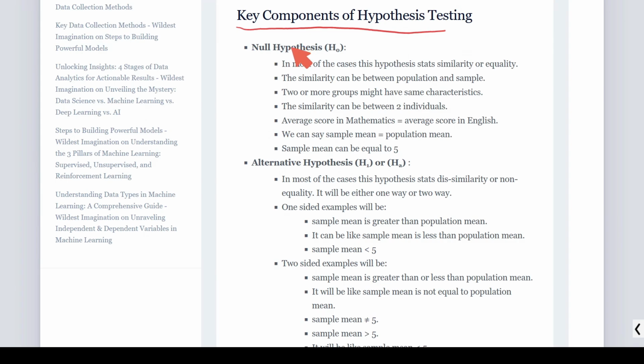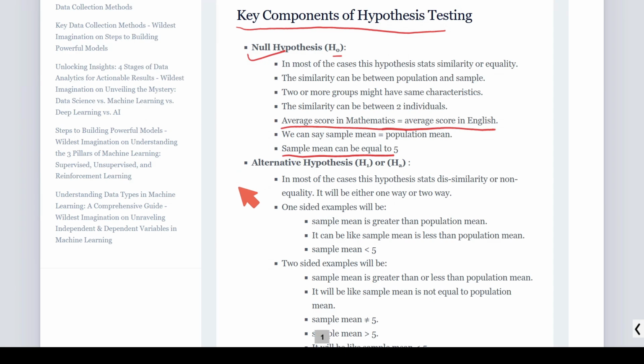The very first component of hypothesis testing is the null hypothesis, which is denoted by H0, and this hypothesis always states similarity or equality. For example, we can say that the average score in mathematics is equal to the average score in English. This is an example of a null hypothesis, where it states similarity or equality between two different subjects. Or it can be like sample mean equal to 5. So average score in mathematics equal to 80, average score in English equal to 60. These are examples of the null hypothesis.